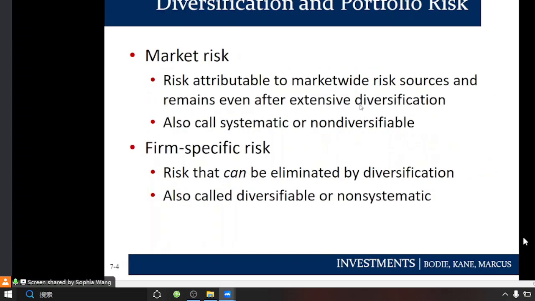Okay, so yesterday we stopped here. We should know the difference between market risk and firm-specific risk. They are totally different. Yesterday we talked about how sometimes the situation is very bad, and in that case almost all stocks in the stock market will decrease. That is market risk. The definition is risk attributable to market-wide risk sources that remains even after extensive diversification.